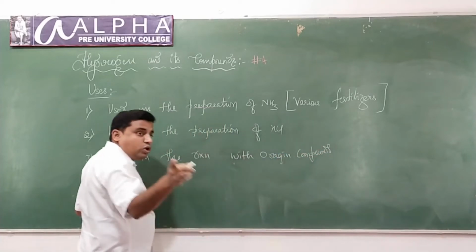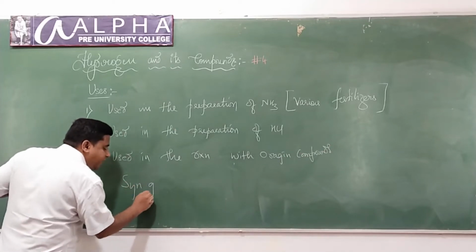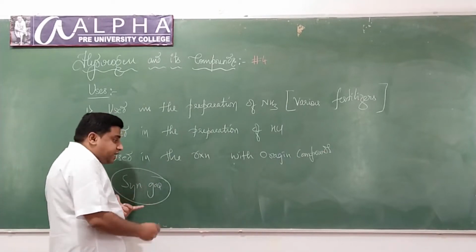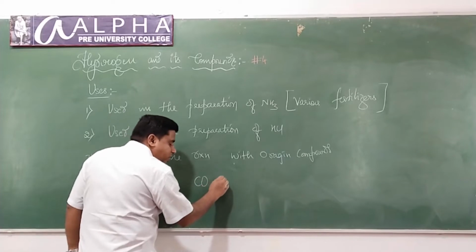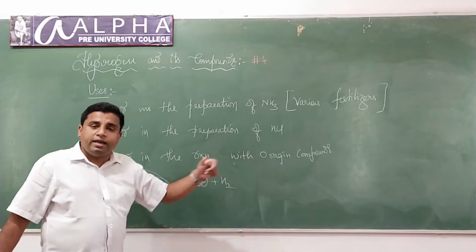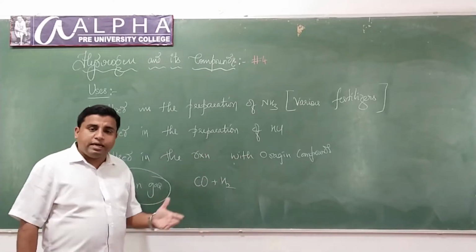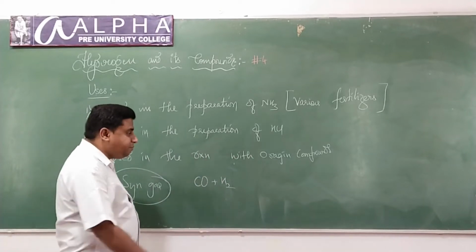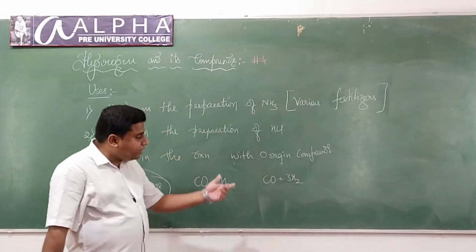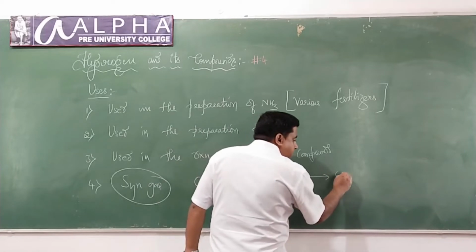In one of the reactions I told you, hydrogen is produced in the form of Syn gas, a very important gas. Look at the use of Syn gas. Syn gas is nothing but a mixture of carbon monoxide and hydrogen. Using this mixture, I can prepare many other organic compounds. For example, when carbon monoxide reacts with 3 moles of hydrogen, what does it form?